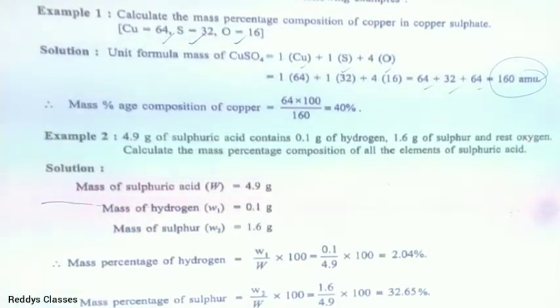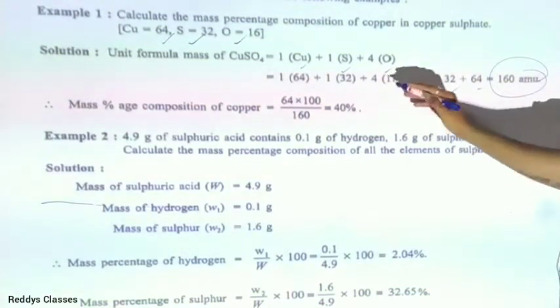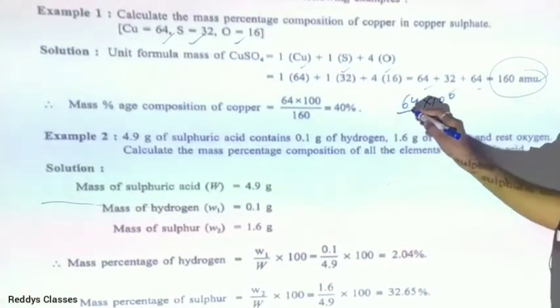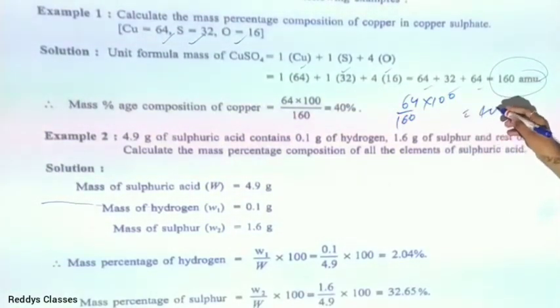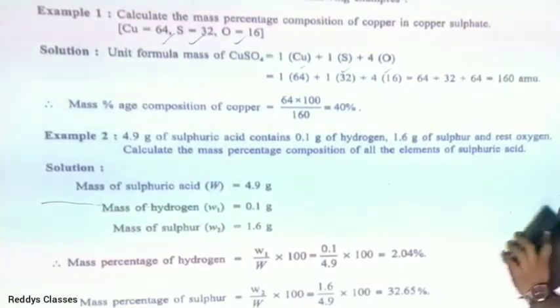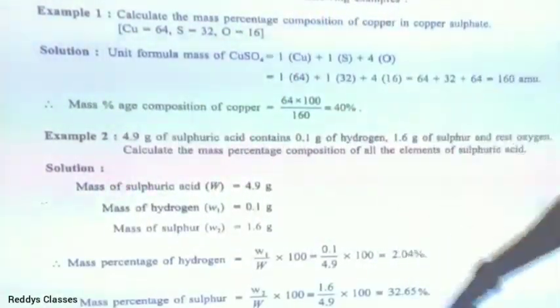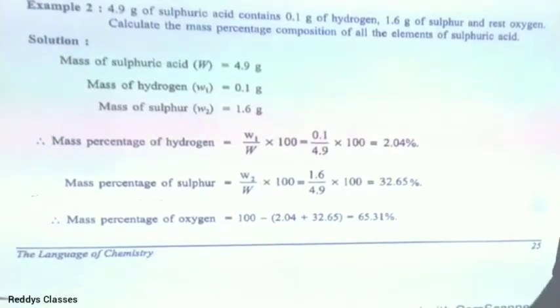Let us calculate the mass. Mass of the whole. We have copper as 64 into 100 upon 160, and we get the percentage as 40%. You have one more example, but make sure while solving this type of example you know the atomic mass numbers. Clear? You have to solve this example on your own, write it in your notebook.